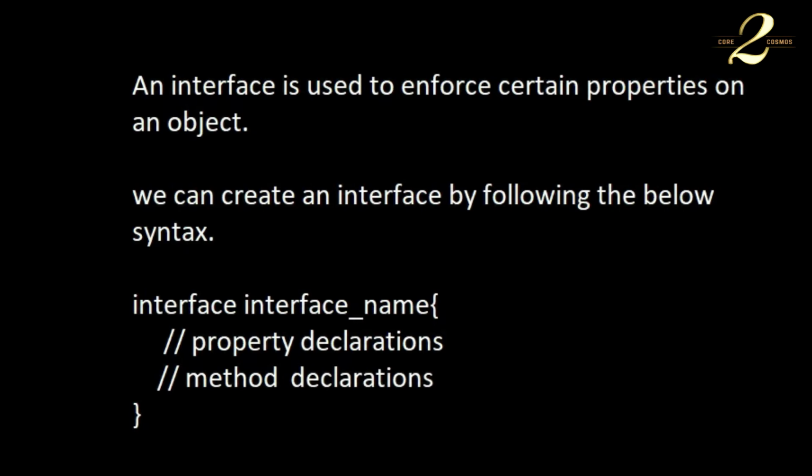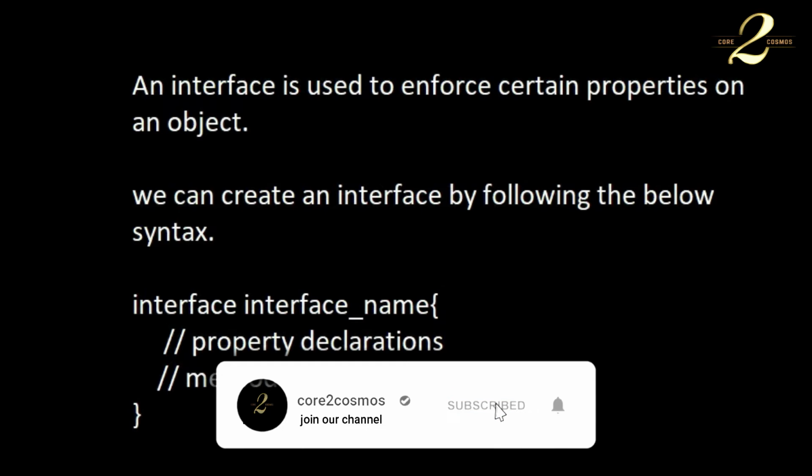An interface is used to enforce certain properties on an object. We can create an interface by following the below syntax: interface, space, interface name, and within the curly braces we can mention all the properties and method declarations. Whenever this interface is implemented on an object, the compiler will automatically enforce the object to implement all the properties and methods declared in the interface.